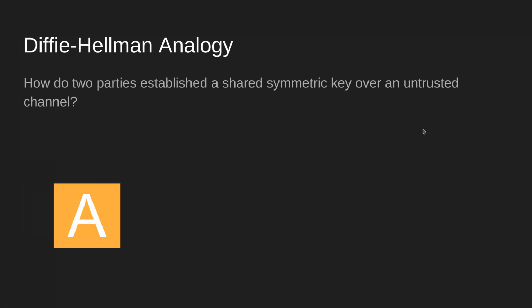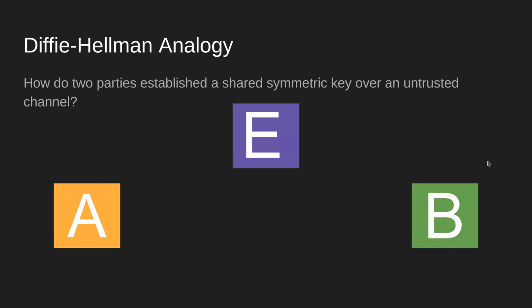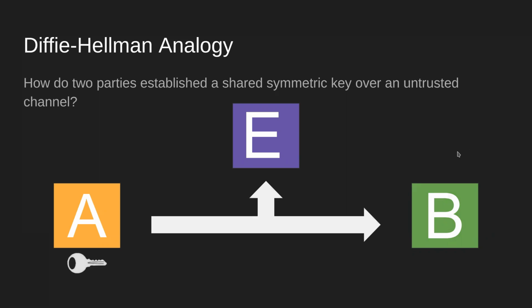Right, so we're going to start out with a color-based analogy for how Diffie-Hellman works, and then after that we'll throw in the math. So there are two parties, A and B, and there's an eavesdropper, Eve. A creates a key, and if A sends the key to B, then Eve can also intercept the key. So this is why you can't send a symmetric key over an untrusted channel. This is the problem we want to solve.